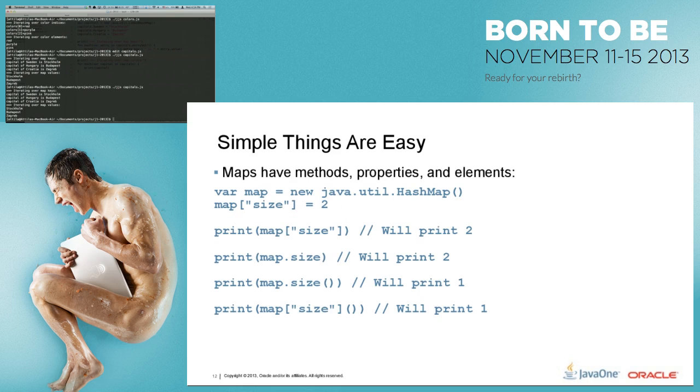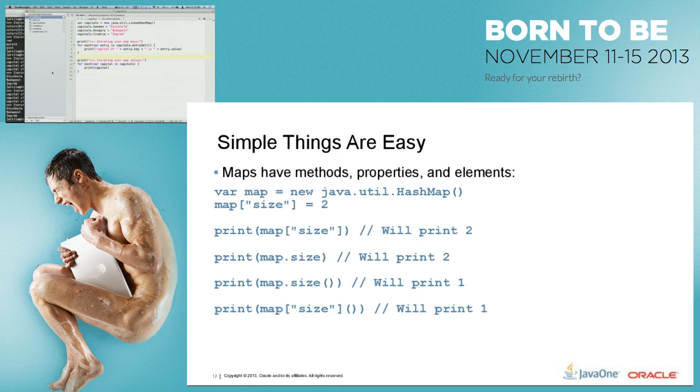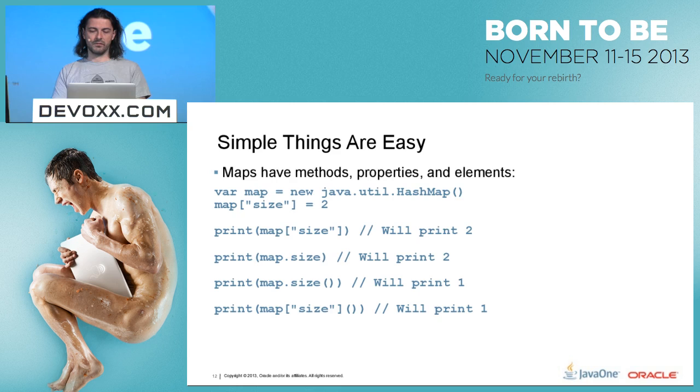So when you know that you're working with Java APIs and Java objects, you can fully rely on any methods that those maps have, any POJO special methods, and so on. So as I said, simple things are easy, but then there are things that are not easy because there is an impedance mismatch between the languages. This is the first example of such a thing.